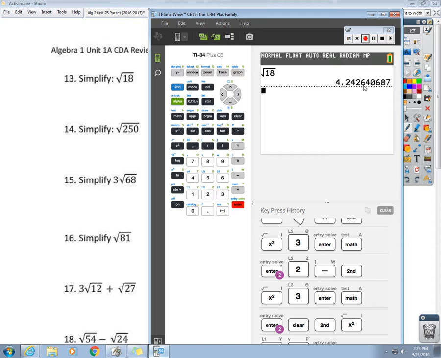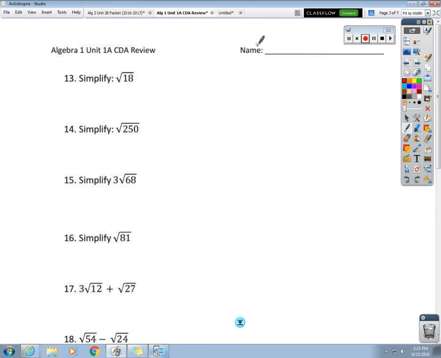Right, well, no, y'all are thinking rational, irrational. It's not a whole number. Perfect squares are when you take the square root of a number and it produces a whole number. Since it's not a perfect square, that means we're going to have to simplify it using a factor tree.